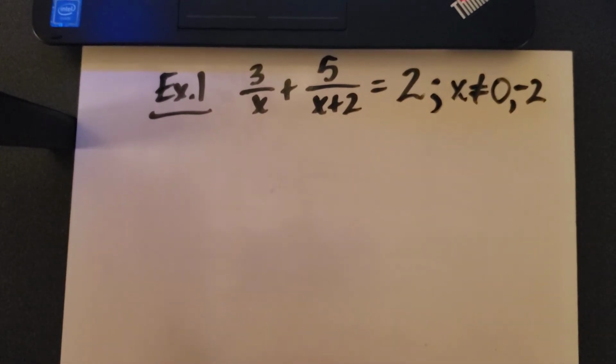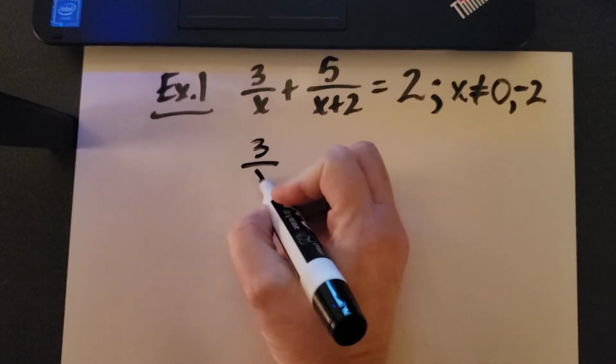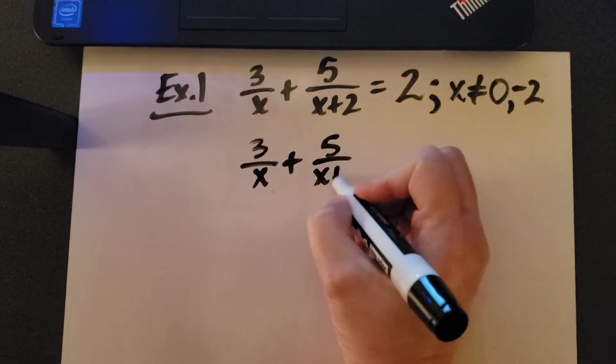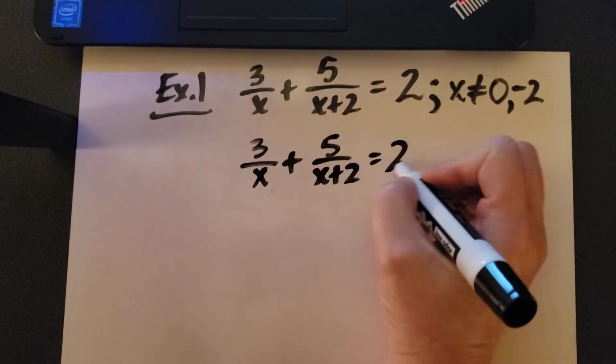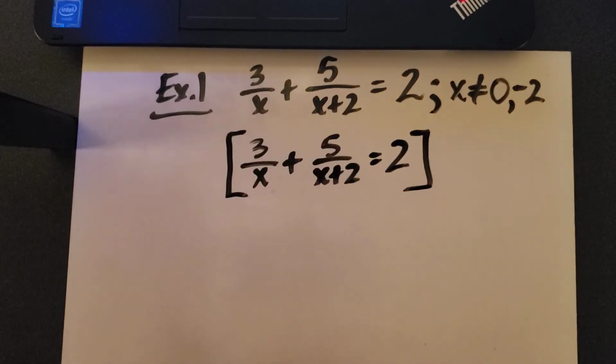The very first thing I'm going to do is rewrite my equation of 3 over x plus 5 over x plus 2 is equal to 2. I'm going to put a bracket around the entire equation, and I'm going to show on the outside of those brackets my lowest common denominator that I'm going to multiply by.